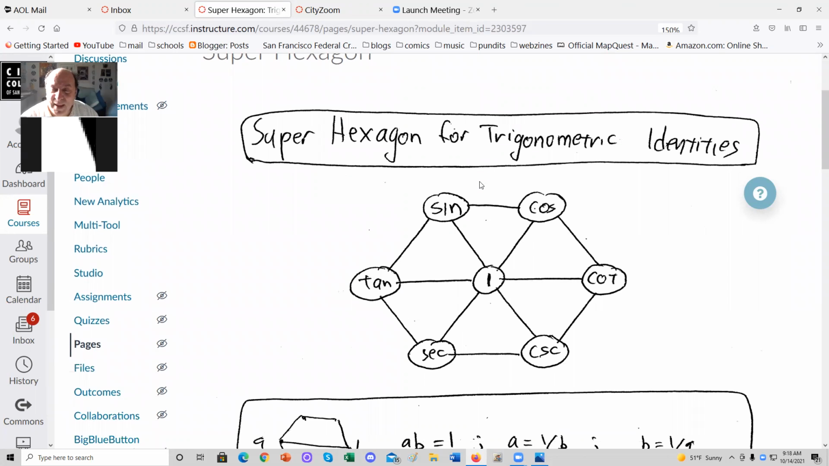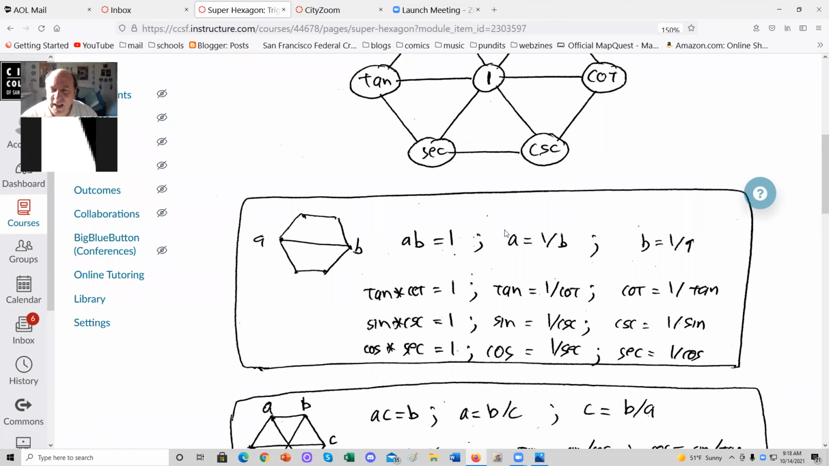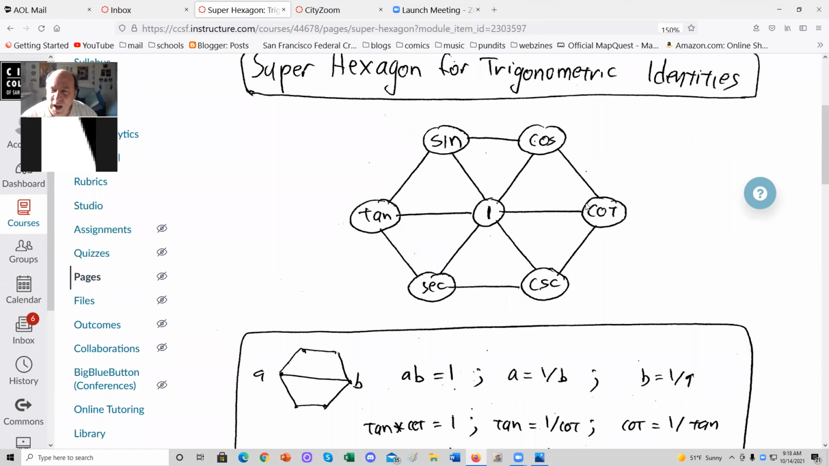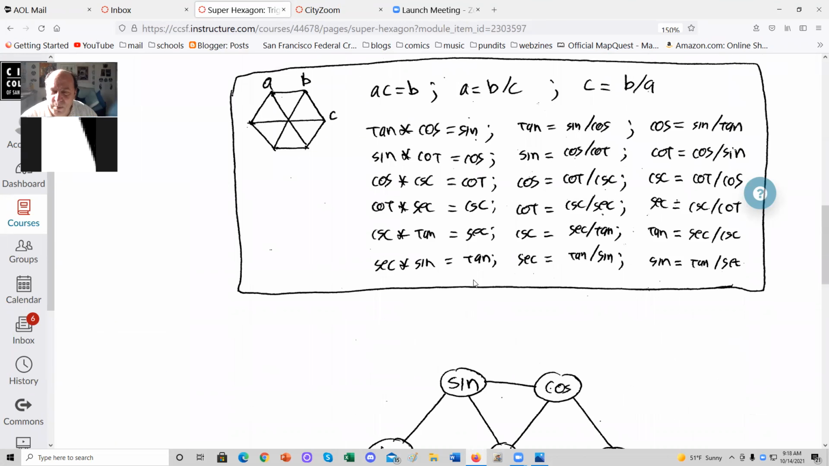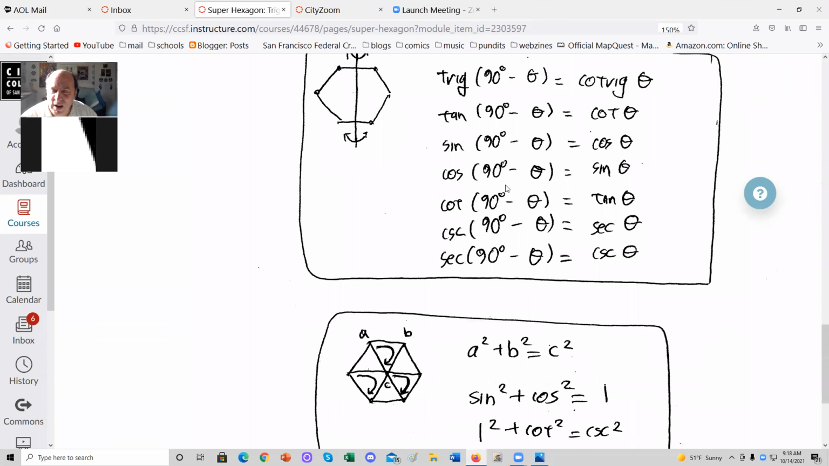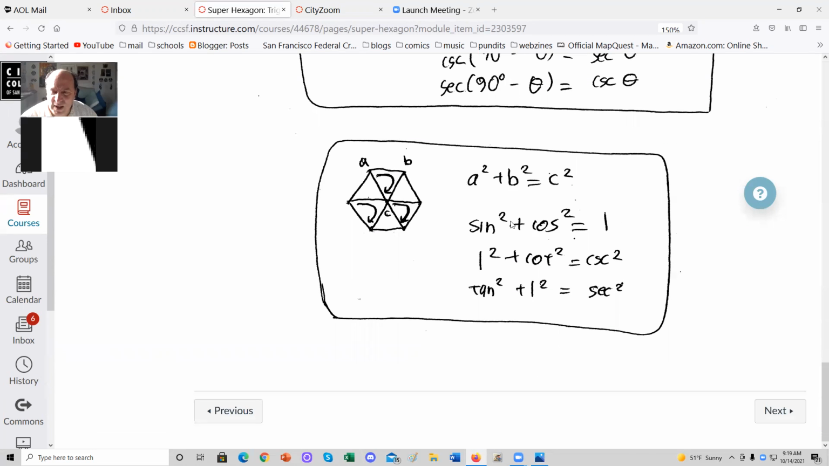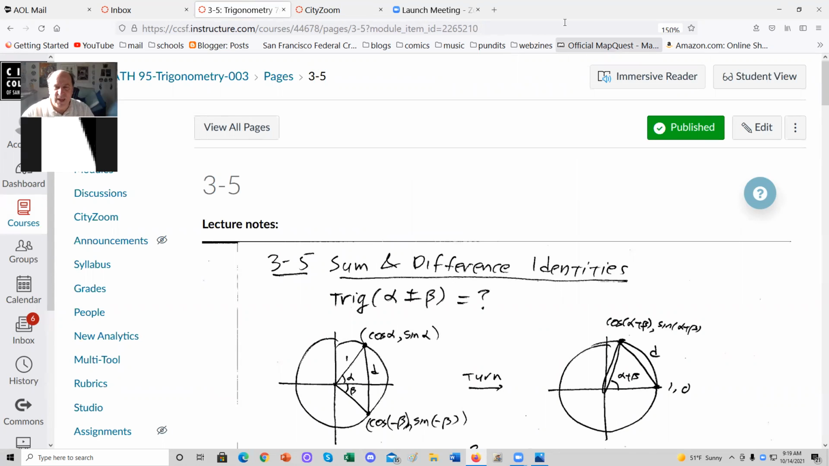I recommend this section, as a mnemonic I picked up on the web somewhere, I forget where, a super hexagon for trigonometric identity. This little hexagon here with the one in the middle. And here are little tricks for telling us, so for example, opposite functions are reciprocals, like here. There's some rules about multiplication, and some rules about complementary functions, and there are rules about the Pythagorean identity. Let's proceed on. My apologies. Let's move on to this.